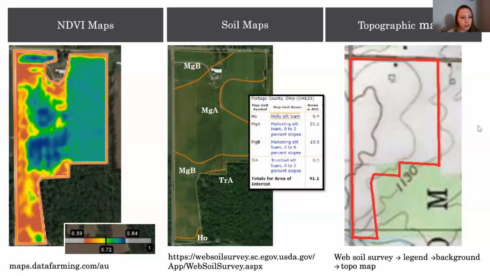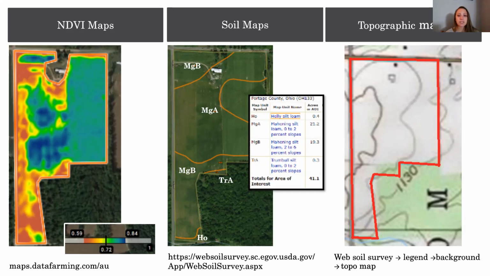For one, there is a maps.datafarming online site that will get you NDVI maps. These are basically red-green maps that tell you how much production is going on just in terms of leaf and green on the field. So this is a really good indicator for production, for yield. If you don't have your own yield maps, this is a really great way to translate where your highest yields are coming from within a field.